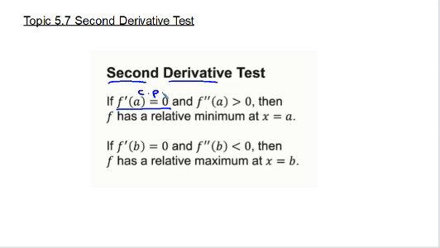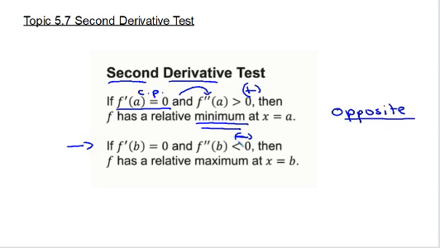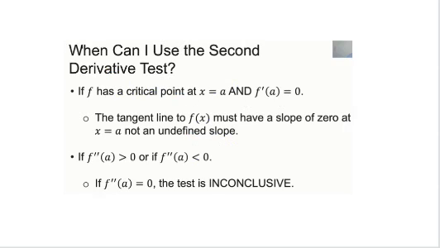If we find a critical point and we plug it into the second derivative and we get a positive value, then it's a minimum. So I want you to realize you have to think opposite here. It's not what you would think. But if we get a positive value, it's a minimum. And the second part says that if we get a negative value, it's a maximum. So once again, think opposite, and then it's a really nice test.